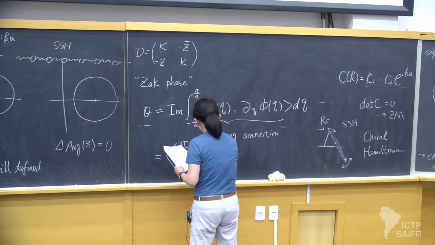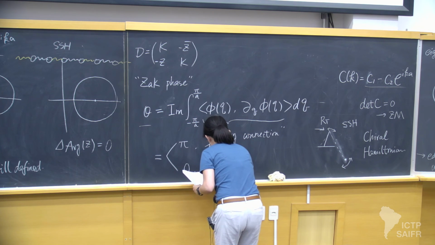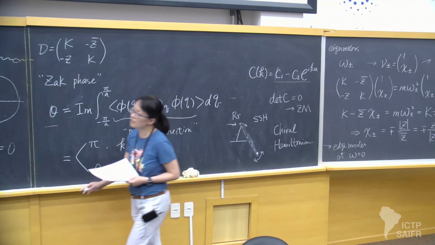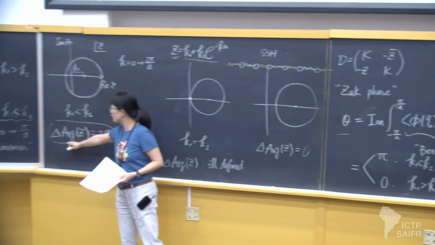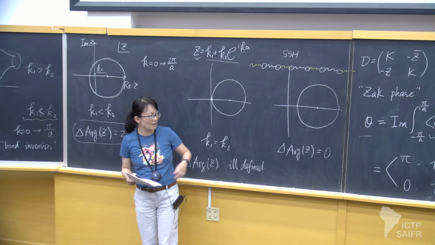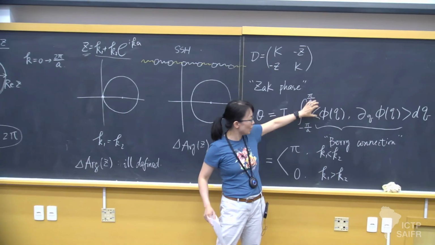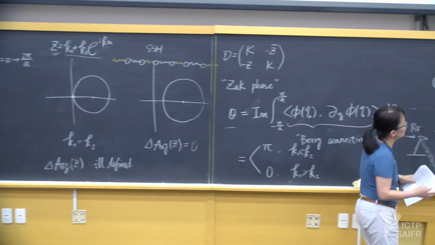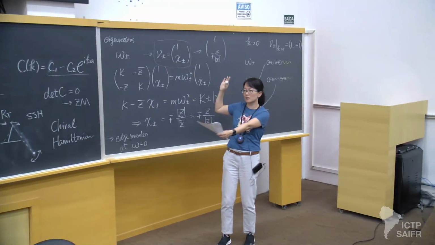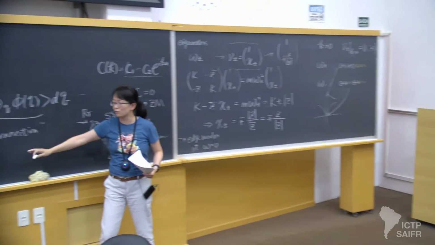Pi is the K1 less than K2 case, and 0 is the K1 greater than K2 case. So it has a direct connection with the change of the phase of Z around the first Brillouin zone. And that is actually a nice practice question. You can prove that this formula, when you take this phi to be this solution, this two-dimensional vector, and do this calculation, you will find this.